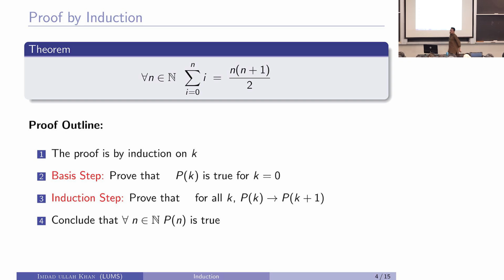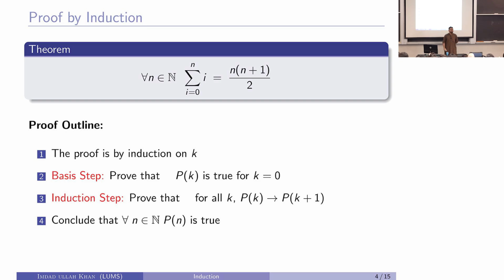So, what will be the base step? What will be the statement of the base case, the basis step? What will we need to prove in the first step, in the basis step? The summation of i from 0 to 0.